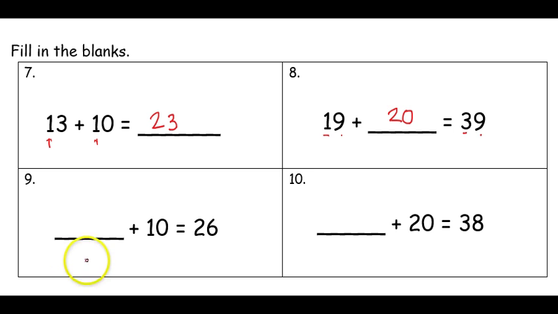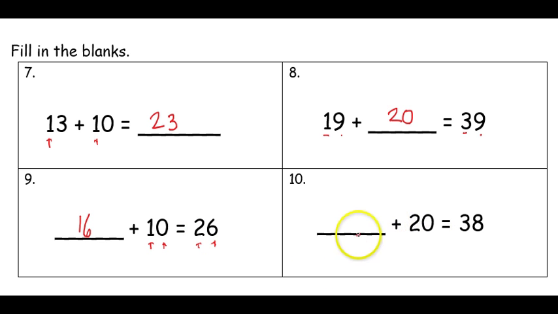In question number 9, I started with some amount and I added 10 and I got 26. Well, I had one 10 and I ended up with two 10s, so I must have added another 10, and since I started with 0 ones and I ended up with 6 ones, that means I must have had 16 at the start. 16 plus 10 equals 26.